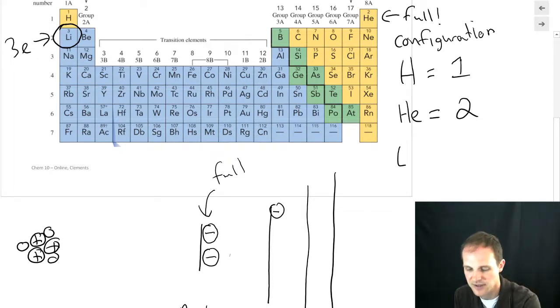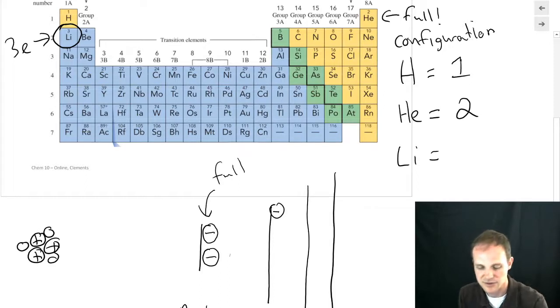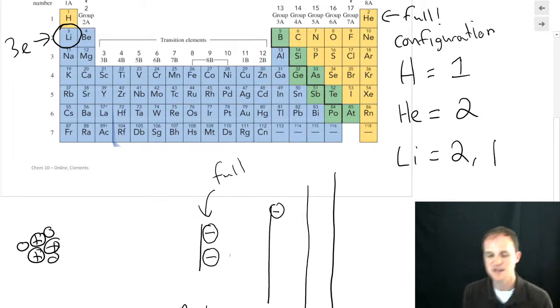And now what's our configuration? Lithium. Well, there's two in that first row, these two here, and then there's one in that second bookshelf. And we put a comma. And we say that the simplified configuration of lithium is 2, comma 1. 2 in the first row, 1 in the second.